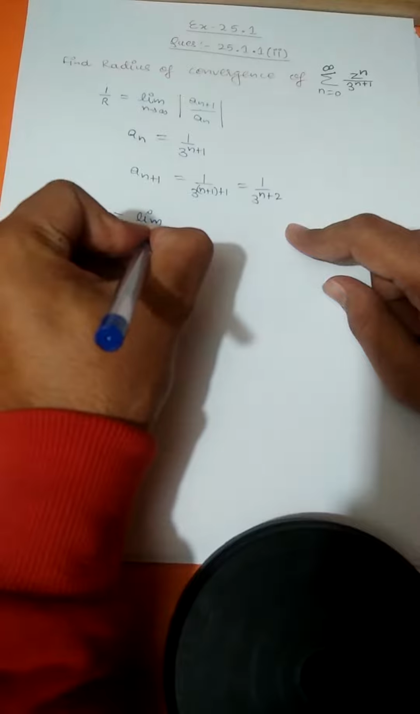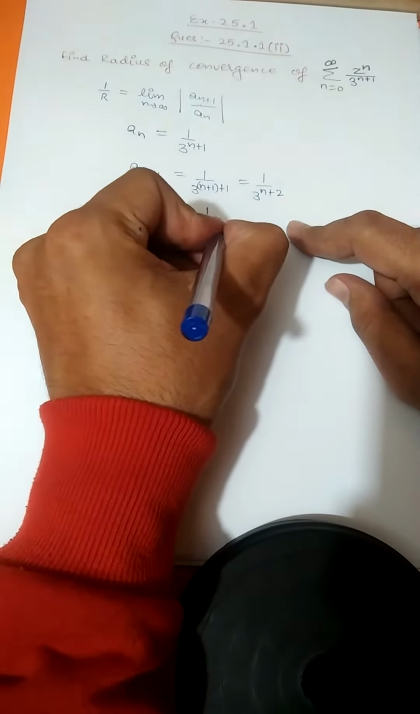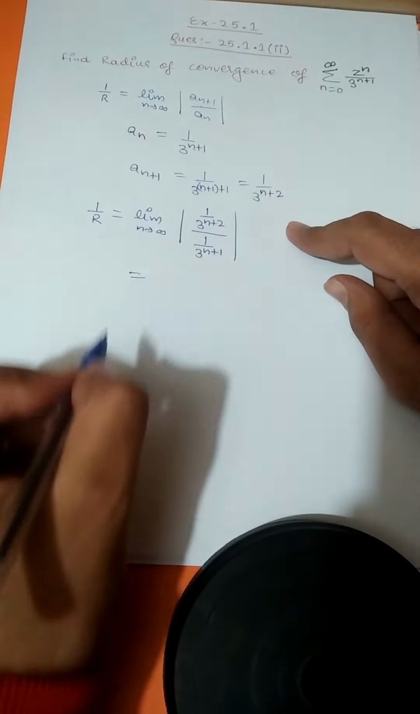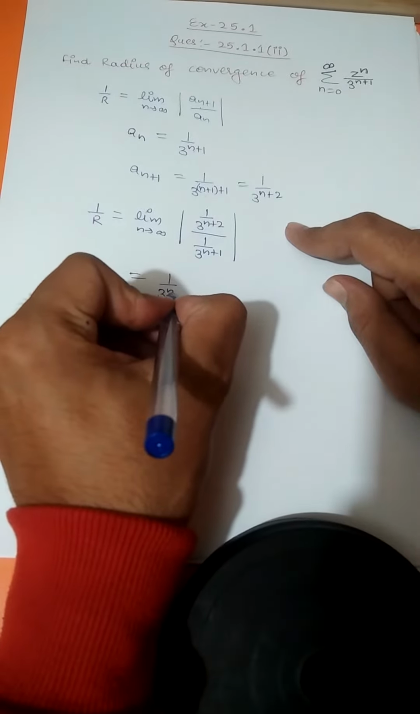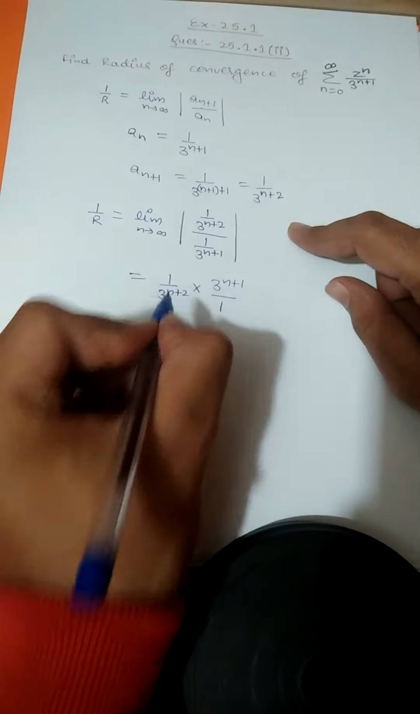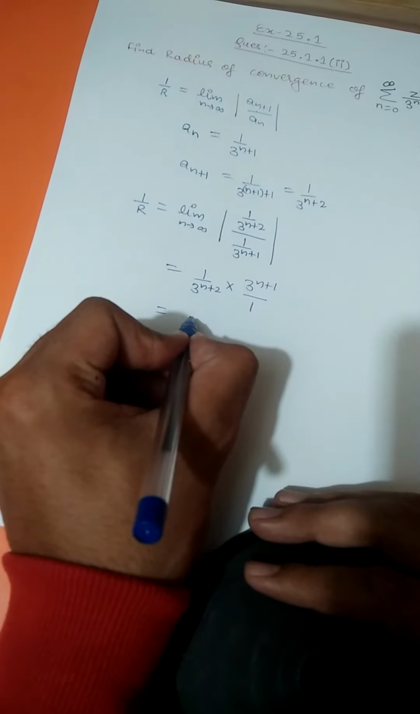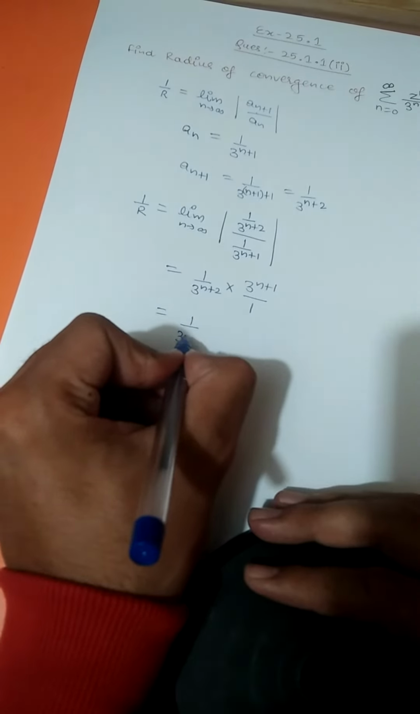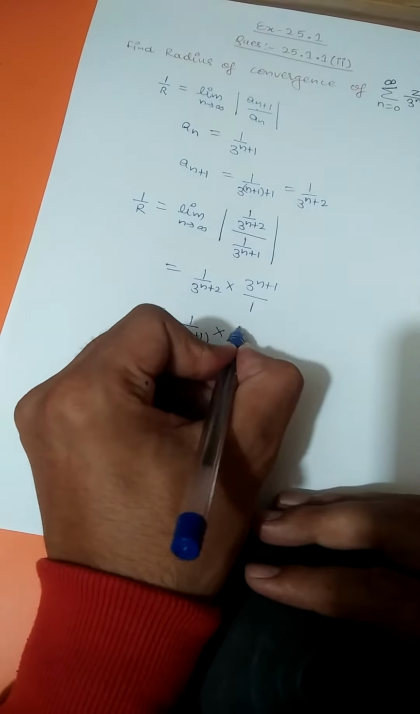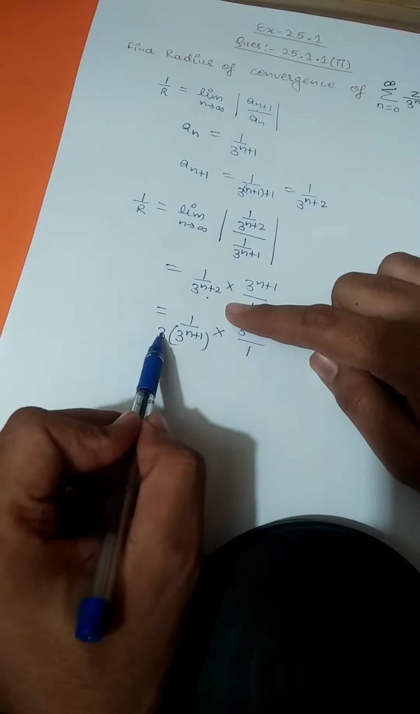Limit n tends to infinity, and by keeping these values, 1 by 3 power n plus 2 divided by 1 by 3 power n plus 1. So its value will be 1 by 3 power n plus 2, multiplied by 3 power n plus 1 which will go upside, divided by 1. From here 1 by 3 power n plus 2 we can write as 1 by 3 power n plus 1 multiplied by 3, into 3 power n plus 1 divided by 1.